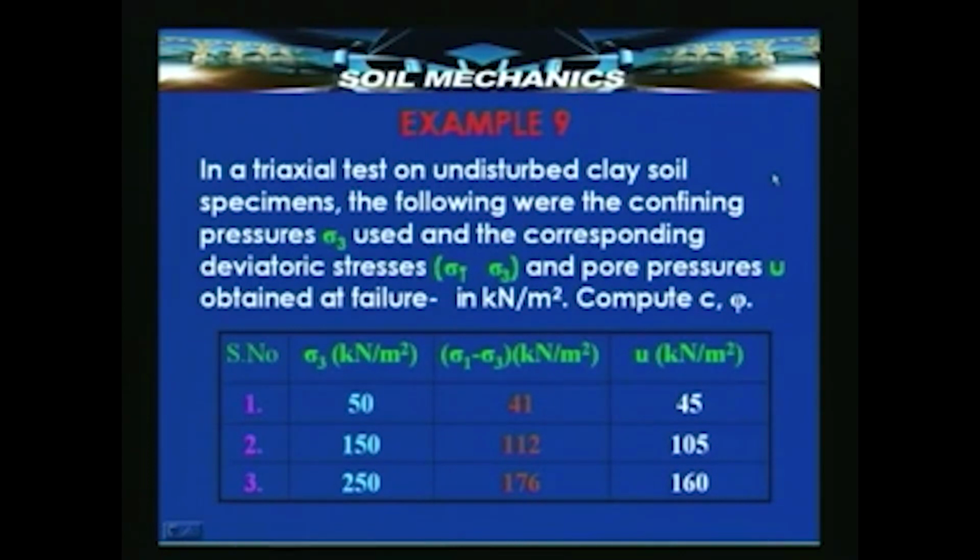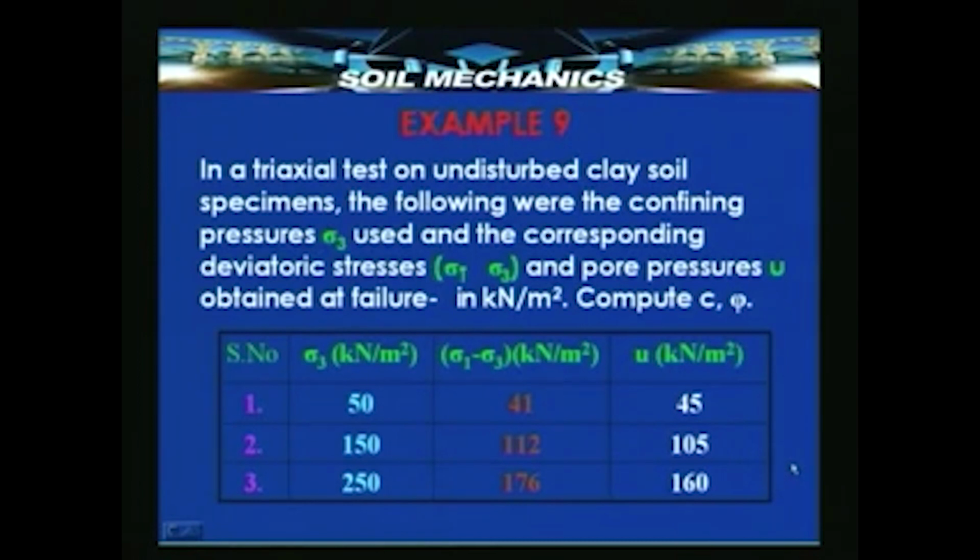Here again, a triaxial test on an undisturbed clay sample, and the confining pressures used were the same: 50, 150 and 250 kilonewton per meter square, as in the previous example. But the deviatoric stresses are different: 41, 112, 176, and the pore pressures were measured. The pore pressures at failure are 45, 105 and 160.